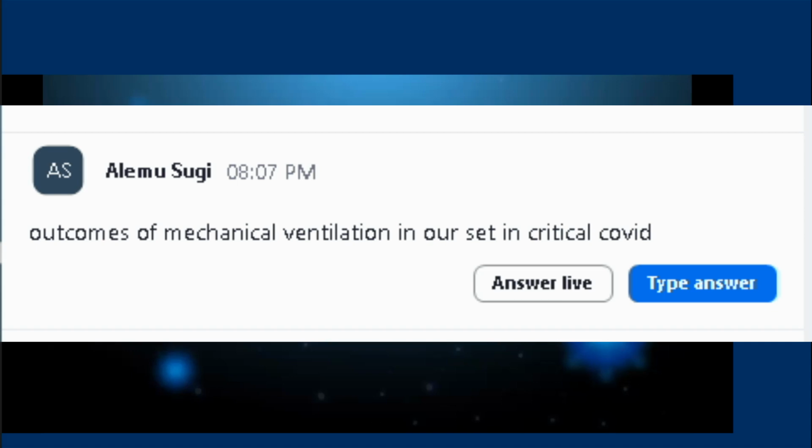So this one says outcome of mechanical ventilator. To be honest, I tried to see some literature, but I couldn't find any. But yeah, this is a very important question.